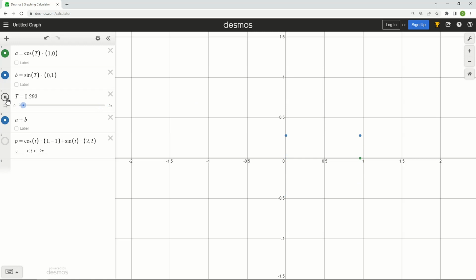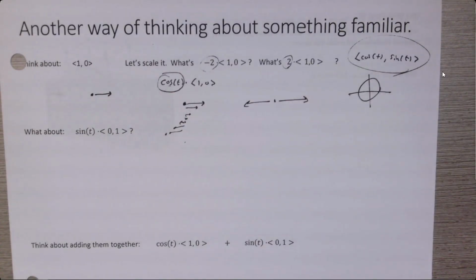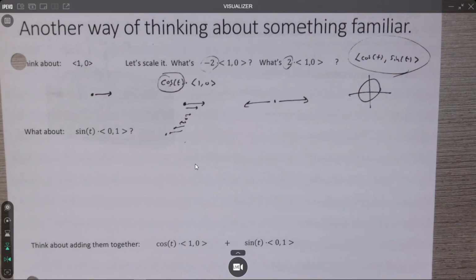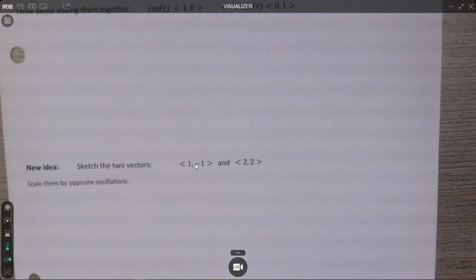So what's the point of this? The point of this is you can think about circular motion as adding together vectors at right angles that are being scaled by oscillations that are opposite of each other. And that's the key insight that will let us make a 3-dimensional one.